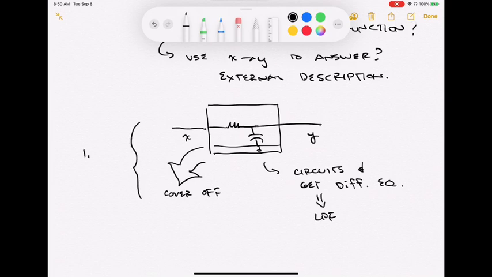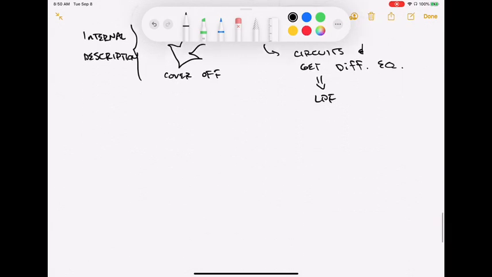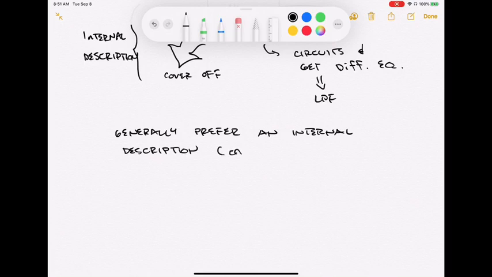So this whole thing is what? This is an internal description. That internal description, right, helps me better see what's going on inside because I can see inside. That internal description is generally preferred. So we generally prefer an internal description, right? It can be easier, more complete. Both of those can happen in there. We don't always get it.